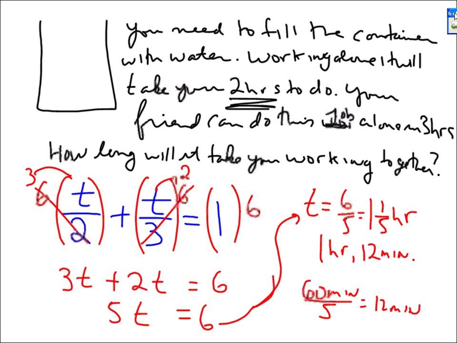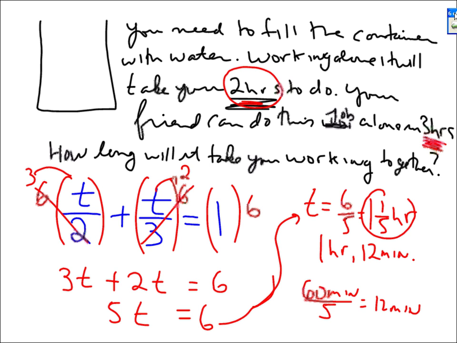Okay, it'll take you under an hour and a half. Since your friend works slower than you, working together it'll take you more than half the time. Half of 2 hours is 1 hour. This was more than 1 hour, since your friend works slower than you.